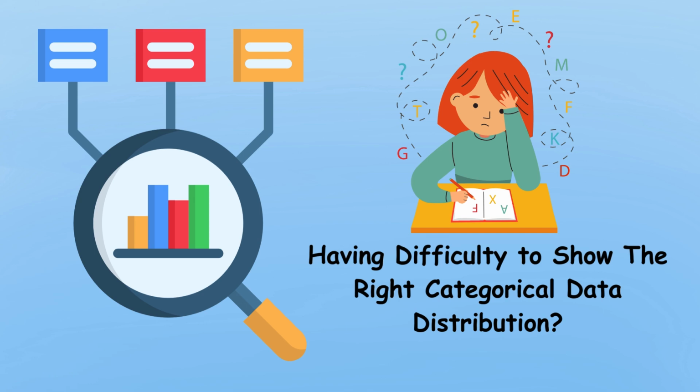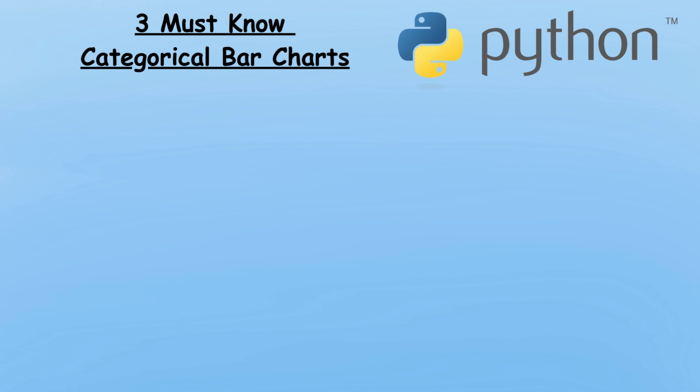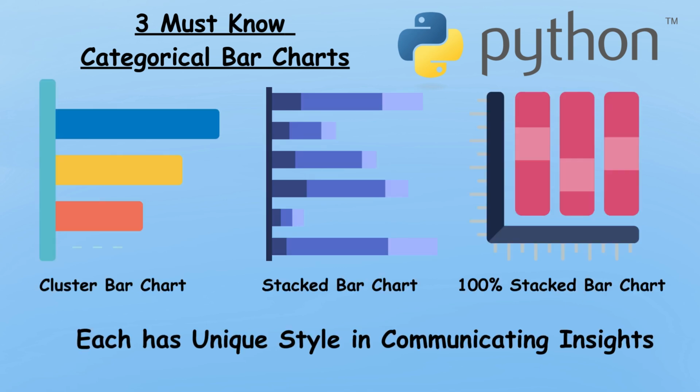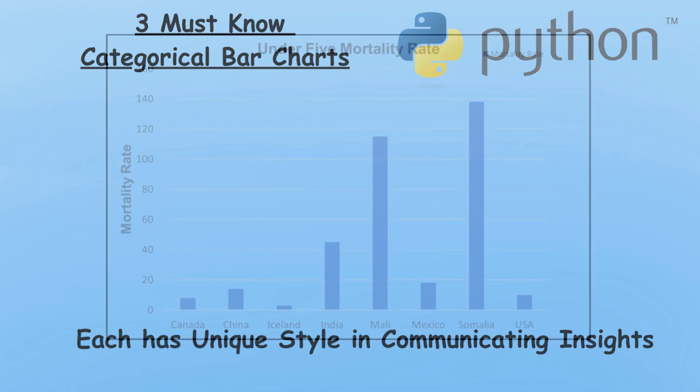Are you struggling to choose the right chart to display categorical data distribution? In this video, we'll explore 3 must-know charts that will help you communicate categorical data insights using clustered, stacked, and 100% stacked bar charts, where each has its own unique strength.